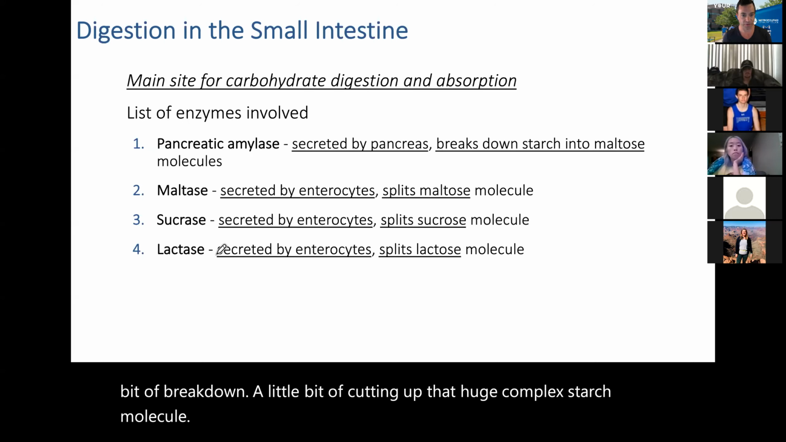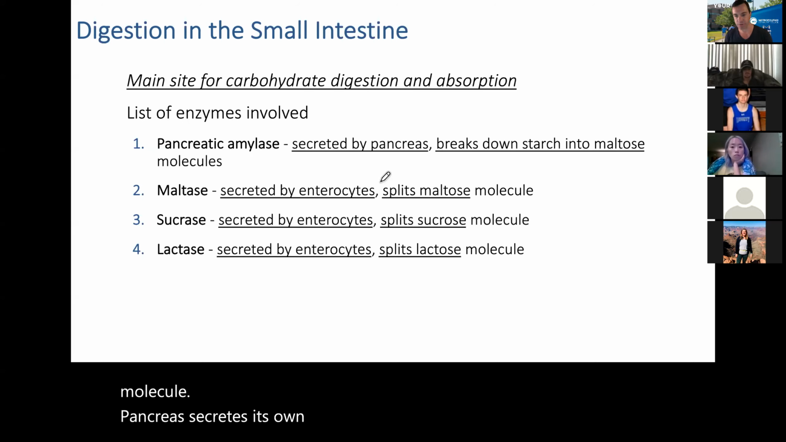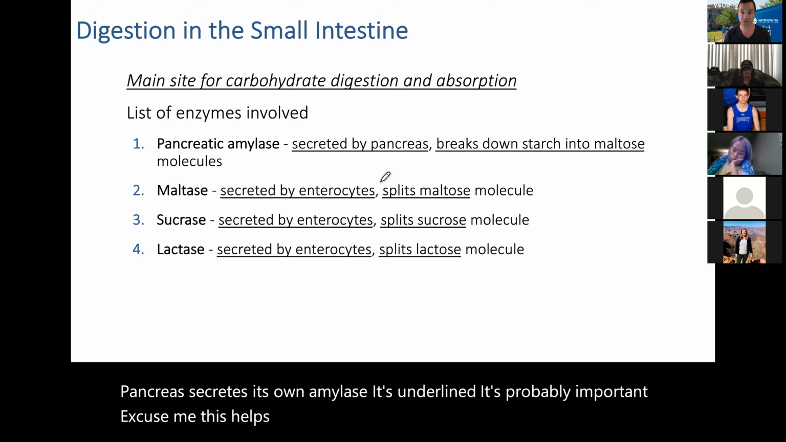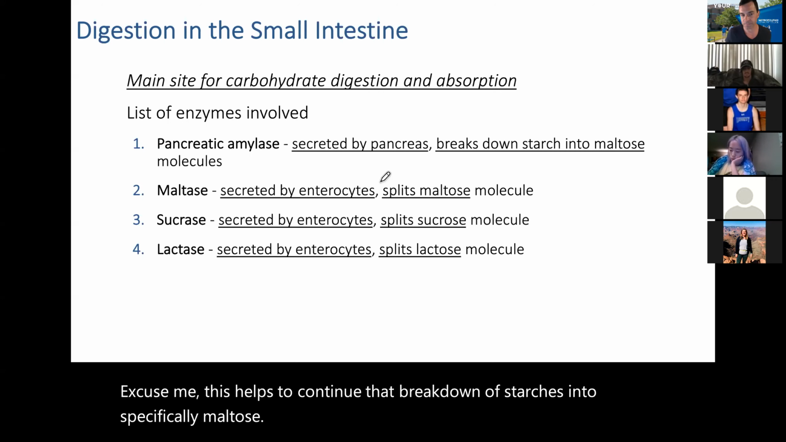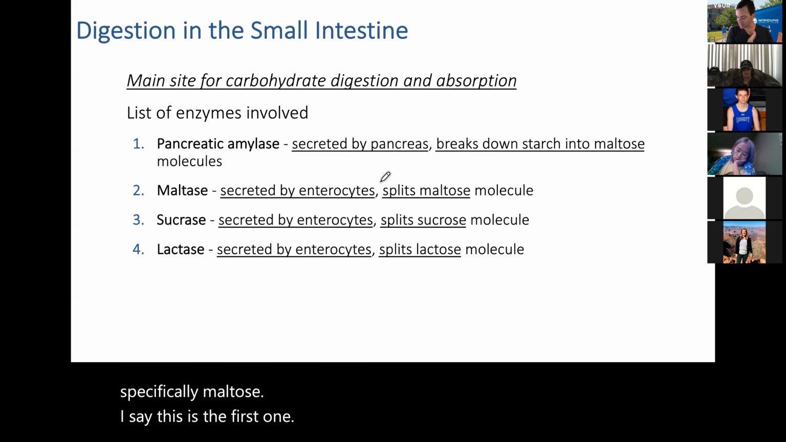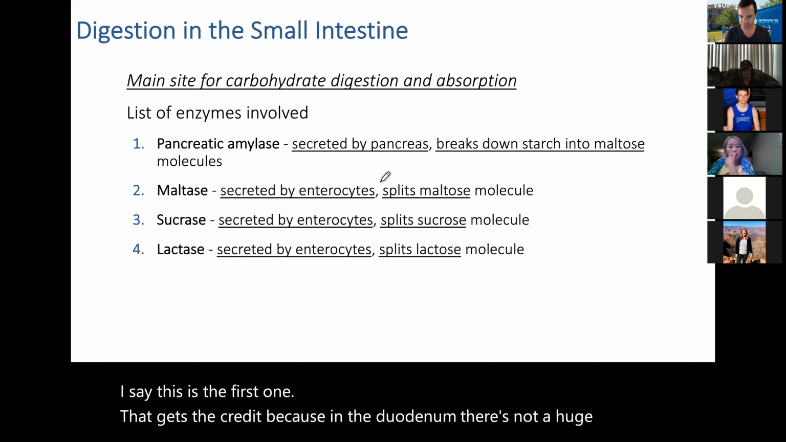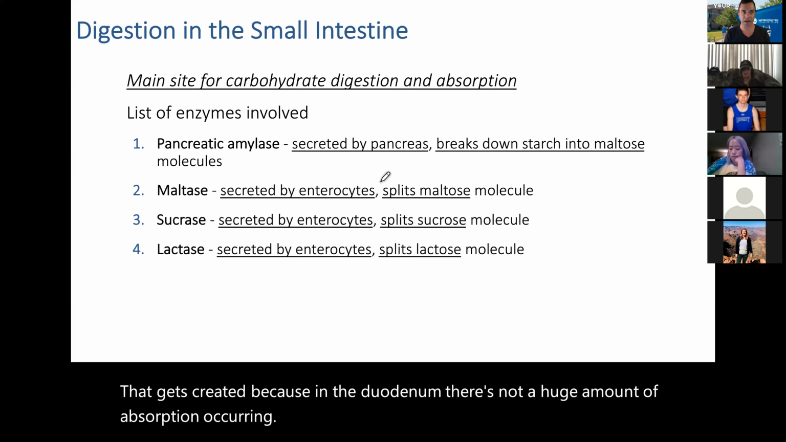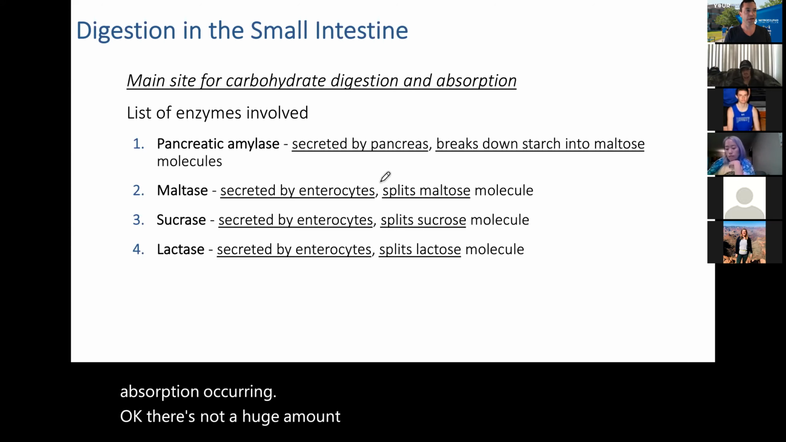Pancreas secretes its own amylase, okay? It's underlined, it's probably important. This helps to continue that breakdown of starches into specifically maltose. I say this is the first one that gets secreted because in the duodenum, there's not a huge amount of absorption occurring of really anything. There's a little bit, but not a whole lot.